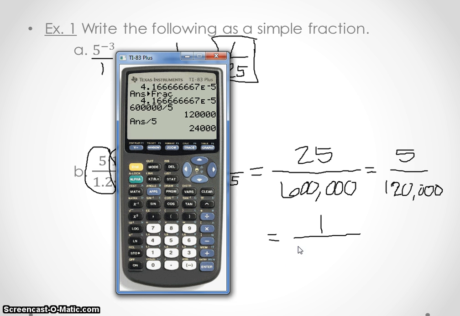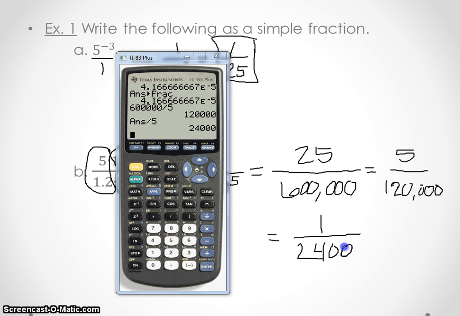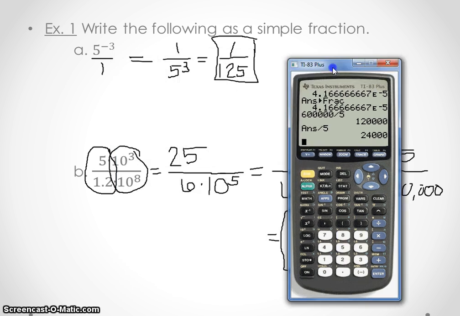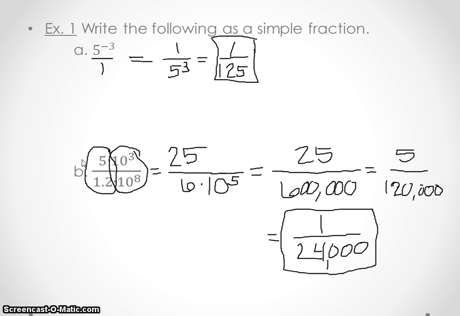We have 24,000. So 1 over 24,000. Sorry about that. It's a little messy, but you get the idea. 1 over 24,000 is our simple fraction for this guy. Which might not seem as simple as you'd like it, but if you notice, much simpler than this guy, so it'll work for us. Alrighty, let's go ahead and take a look at what else we've got here.